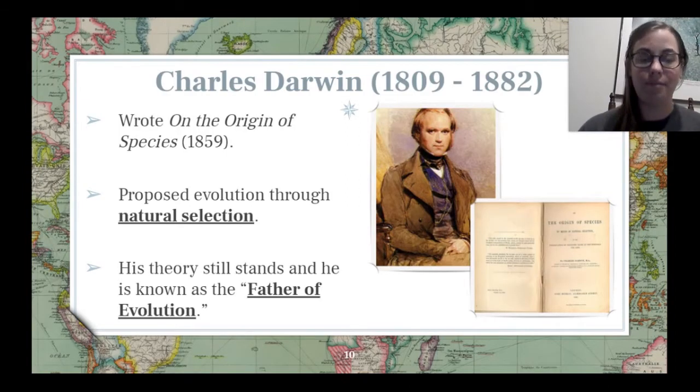And then we get Mr. Darwin. I love him. He wrote On the Origin of Species in 1859. He proposed evolution through natural selection, and he still stands known as the father of evolution. He is the guy who said organisms change over time because of natural selection.